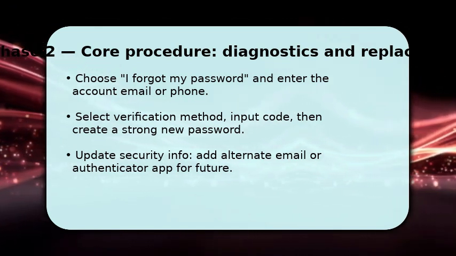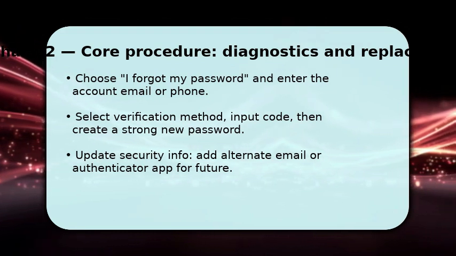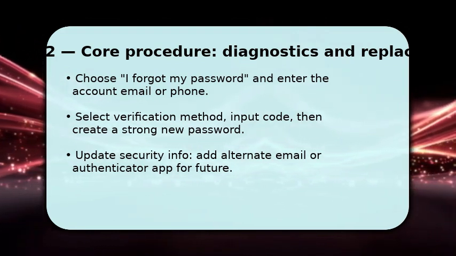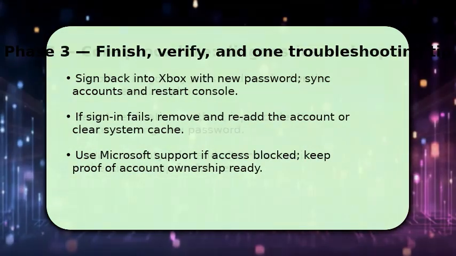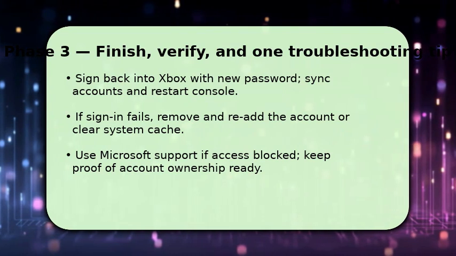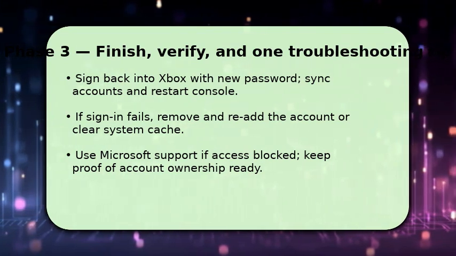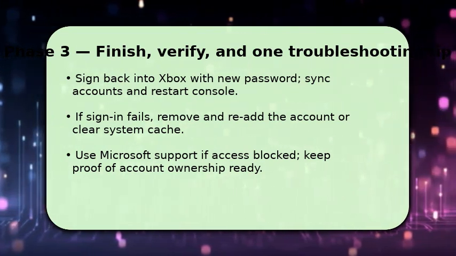Once set, update your security info, add an alternate email or the authenticator app, because that prevents repeated lockouts later. You finish by signing back into the Xbox using the new password. Make sure the console fully syncs and then restart to apply settings.